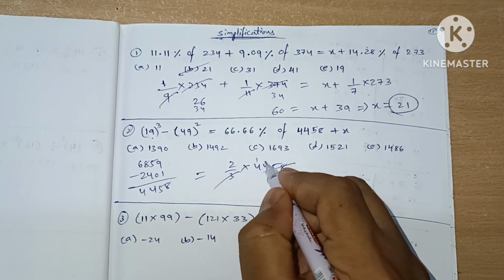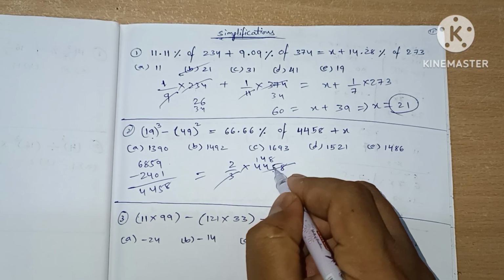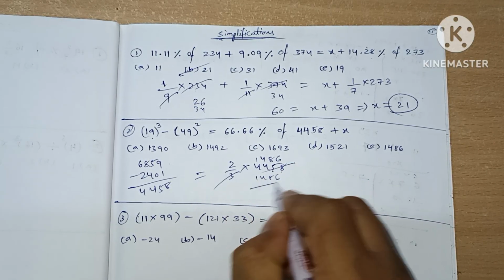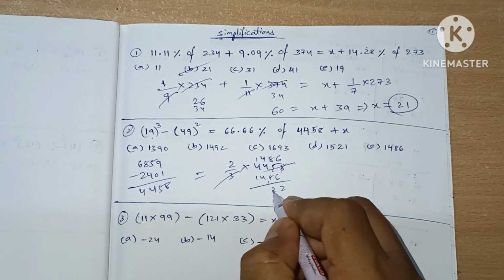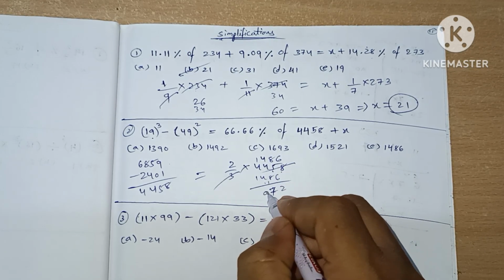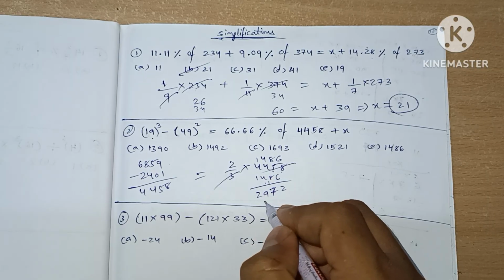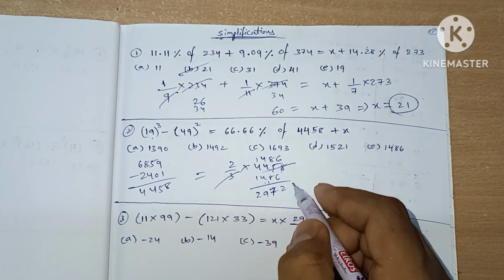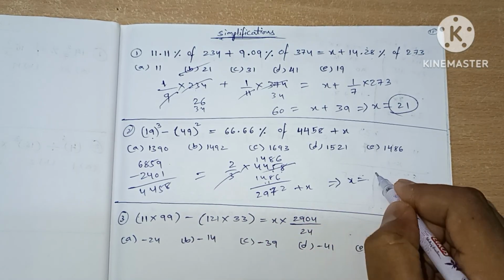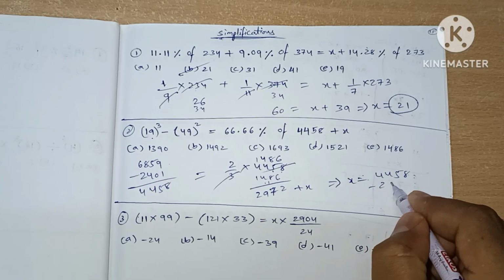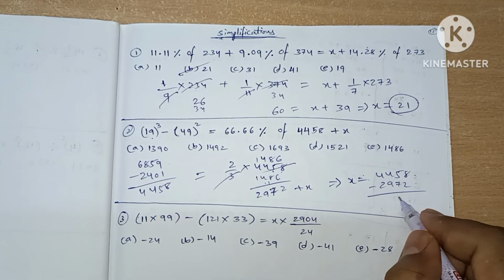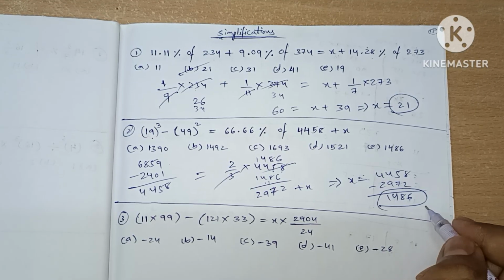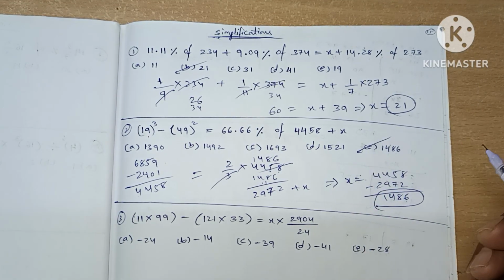3, 1 times 3, 3, 4 times 12, 8 times 24 and 1 6 times. So into 2 times will be 1486, 6 12, 8 8 16, 17, 8 9. This will be 2972. So 44458 equals 2972 plus x. So the x value will be 4458 minus 2972, which will be 1486. That is our answer. Option E is our answer.